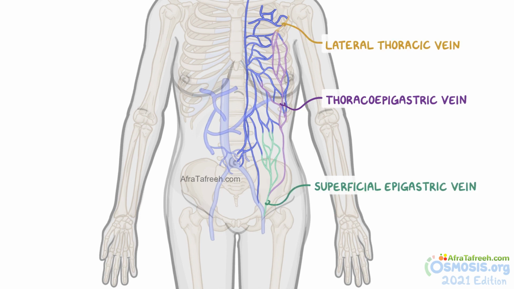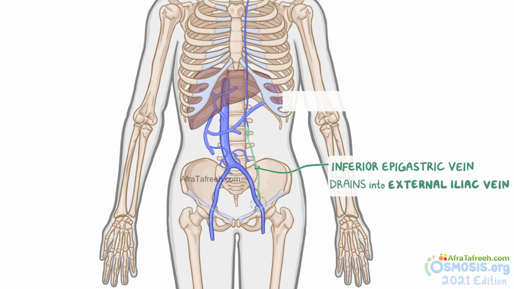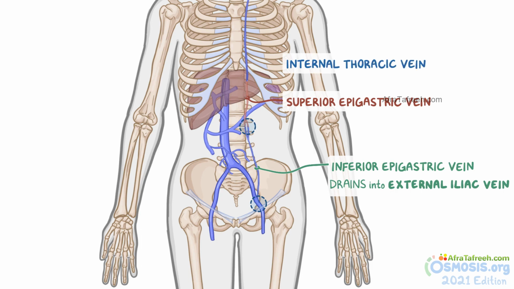thoracic vein. The deep veins of the anterolateral abdominal wall accompany the arteries, bearing the same names. A deeper, more medial anastomosis can also exist between the inferior epigastric vein, which drains into the external iliac vein, and the superior epigastric vein, which drains into the internal thoracic vein.